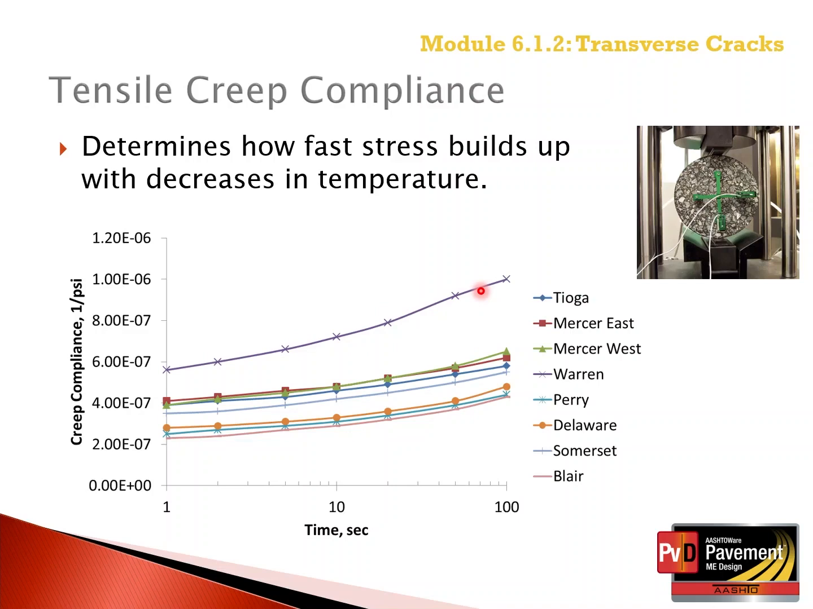In comparison, the Blair mixture is the least compliant of all mixtures shown in the slide and will be least resistant to transverse cracks, or a larger amount of transverse cracks will be calculated for the Blair mixture because it has poor creep compliance. Again, the reference temperature for the creep compliance master curve is negative 20 degrees Fahrenheit.